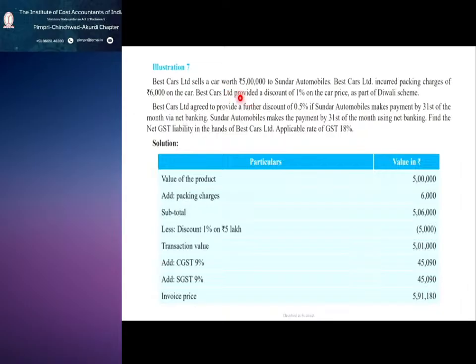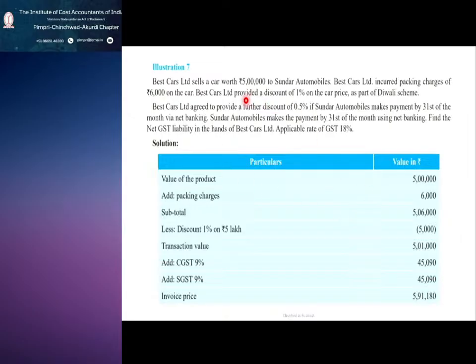Best Cars Limited sells a car worth 5 lakhs to Sundar Automobiles. Best Cars incurred packing charges of 6,000 on the car, and provided a discount of 1% on the car price. They have agreed to provide a further discount of 0.5% if Sundar Automobiles makes payment by 31st of the month. Sundar Automobiles makes the payment on the 31st using net banking. Find the net GST liability.